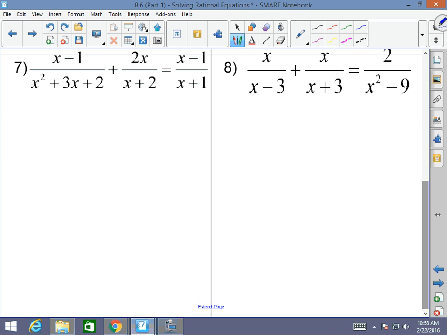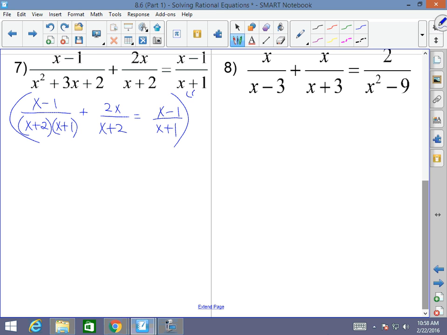Next, let's rewrite this with factored form. X minus 1 over x plus 2, x plus 1. Excellent. Great. Plus 2x over x plus 2 equals x minus 1 over x plus 1. What is my LCD? X plus 1 and x plus 2. When I multiply that over here, what am I left with? X minus 1. Excellent. When I multiply this over here, what am I left with? Excellent. 2x times x plus 1, because the x plus 2's canceled. Both of these canceled there.